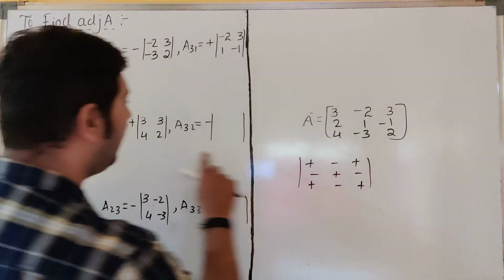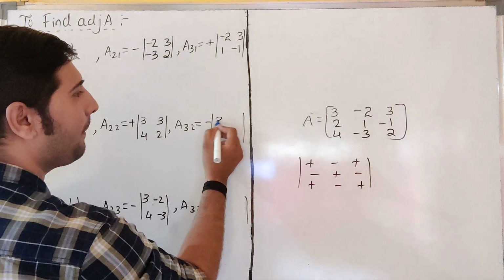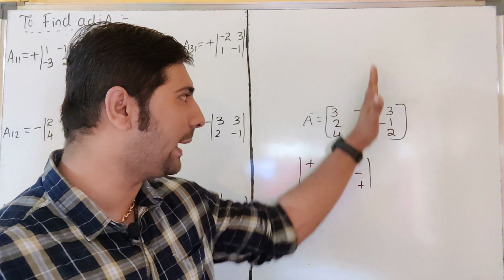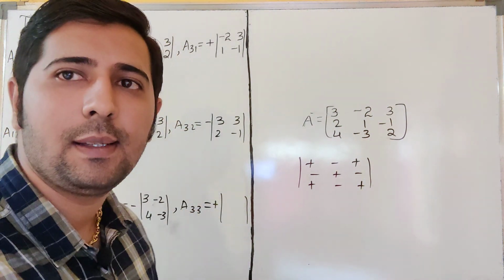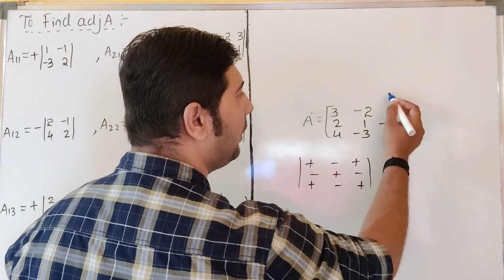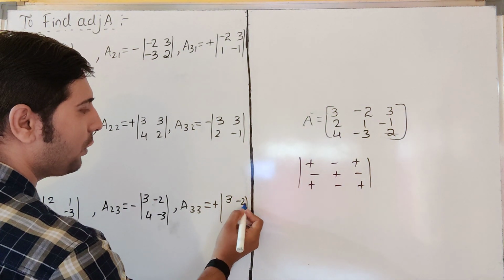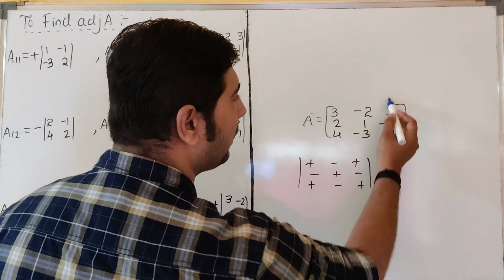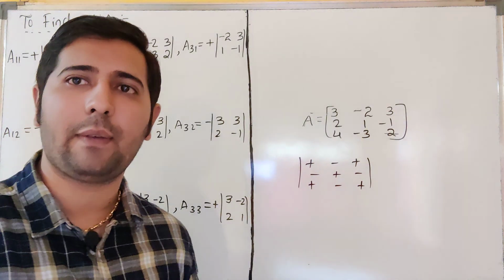Next up, you leave third row, second column. You get 3, 3, 2 minus 1. Will you agree? Understood everyone? Is it clear? Next, third row, third column. If you leave third row, third column, you get 3 minus 2, 2, 1, dear students. So this is clear for everyone.